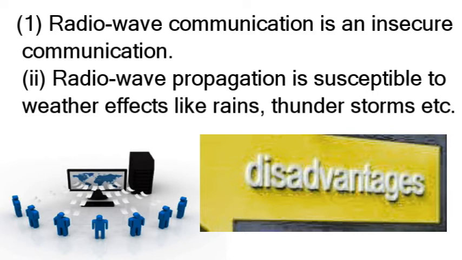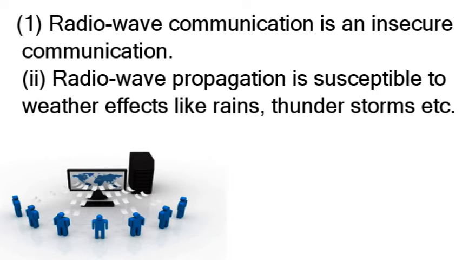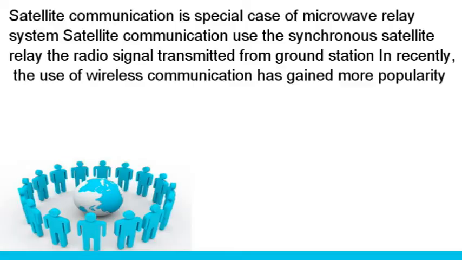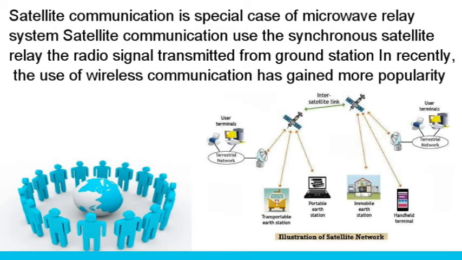So basically both have some of the same advantages as well as some of the same disadvantages. If you are clear with both the differences, we can make the answer accordingly, the advantages as well as the disadvantages. Now let's move forward to the next thing, which is a satellite. Now whenever we're talking about a satellite, what does it mean? Satellite communication is a special case of microwave relay system. This is more special than the types of signal that we have been using.